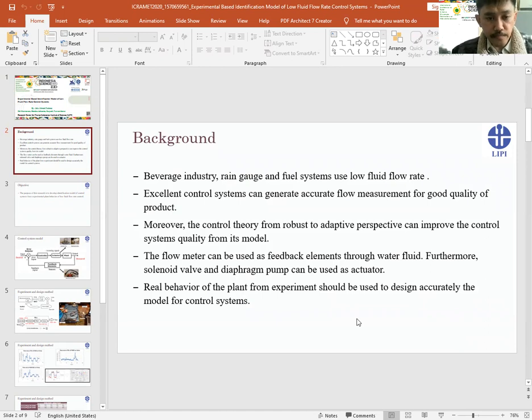My background of research: the low fluid flow rate is usually used in the beverage industry, rain gauge, and fuel system. Low fluid flow rate means a small flow rate, usually in a small diameter of pipe. We can explain more next.